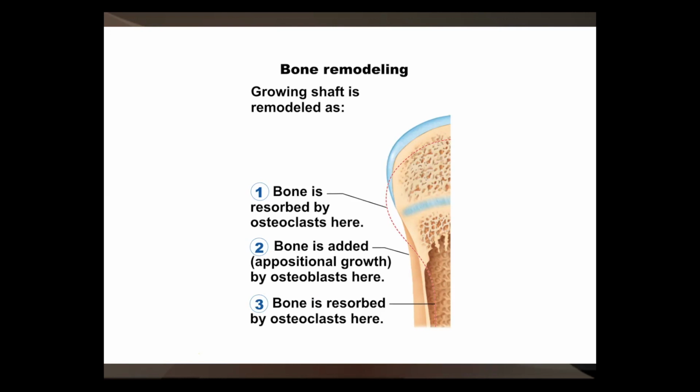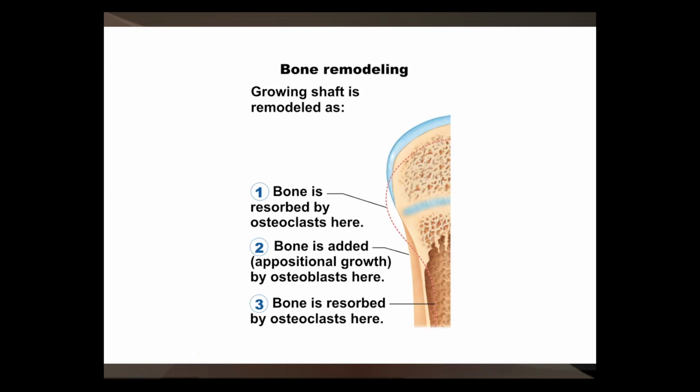And as it happens in that area, as more bone is added to the outside, on the inside where the cavity is, the medullary cavity, bone is resorbed there. So bone is taken away right here where the red line is to make this hollow area larger. And as it's doing that, it's increasing this part out here, and it makes the bone grow horizontally.